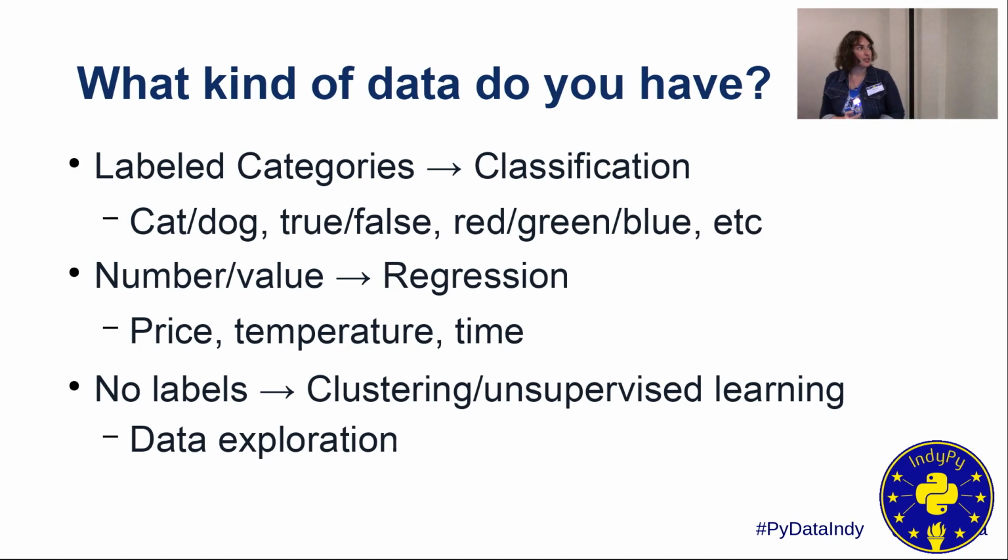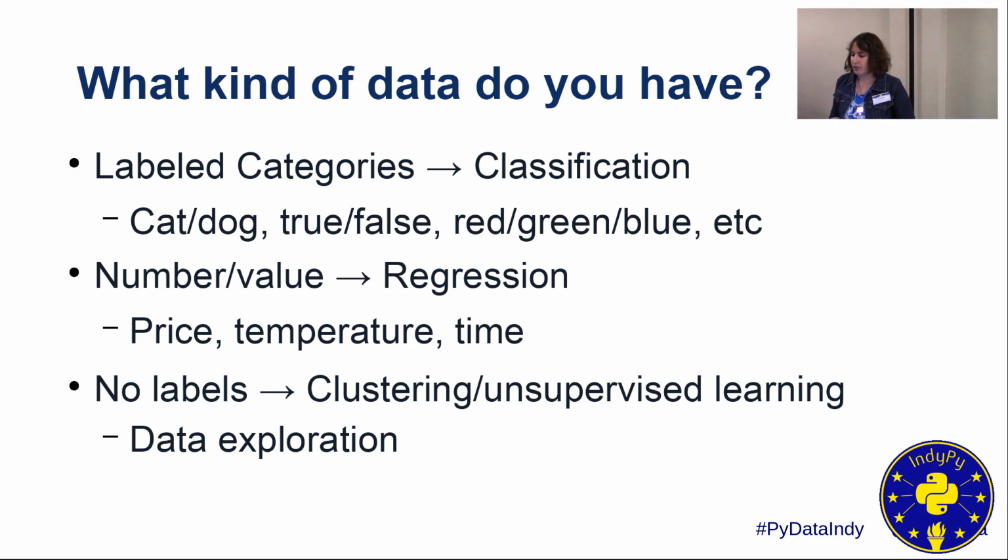And so we talked a little about your type of data determining what algorithm you choose. So if you have labeled categories like cat, dog, true, false, red, green, or blue, you're going to want to be looking into classification algorithms. If you're looking for a number or value like price, temperature, or time, you're going to want things that do regression, so it gives you a continuous value.